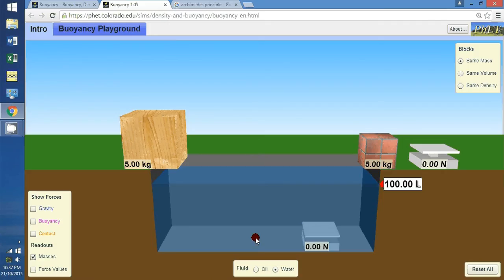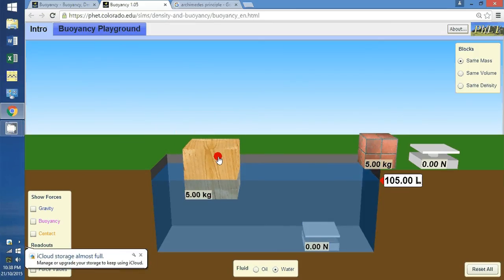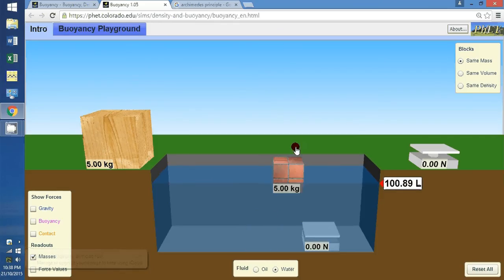So you've got the fluid there, which is currently water, but you can change it to oil, and change back to water, which has a known density of 1000 kilograms per cubic meter. I hope that everyone knows about that. You've got two cubes here. One is made of wood and the other one is made of brick. You can drag any of them and throw it into the tank. Bring it up, and you can see that currently there is a 100 liter mark there.